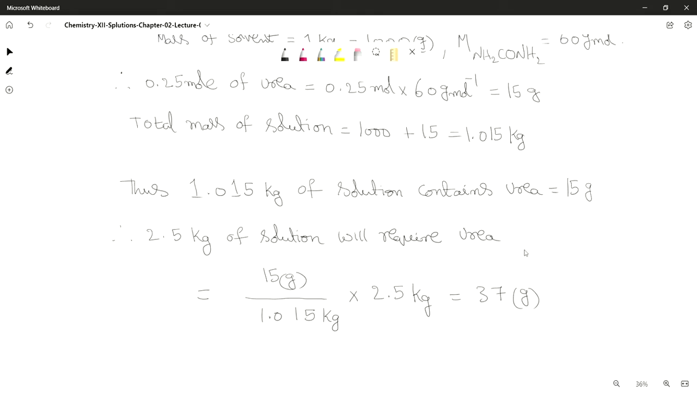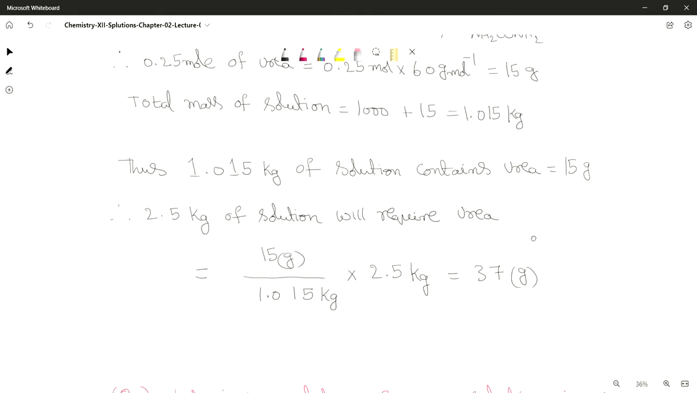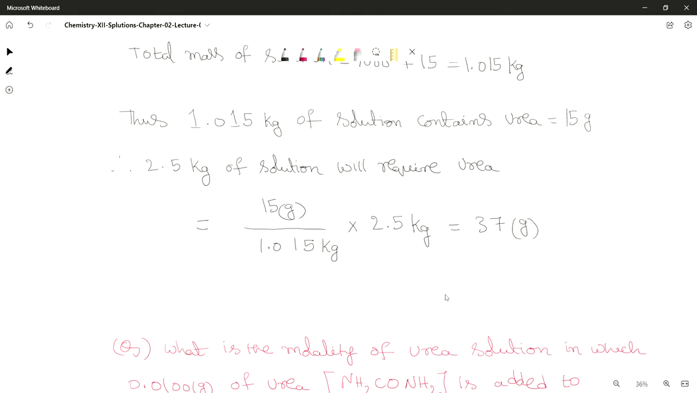Okay, 2.5 kg of solution will require urea about 15 divided by this one, which gives the weight fractions which you can calculate. So 15 divided by 1.015 multiplied by 2.5 kg. Based on that, you get 37 grams. Okay, so you can have 15 grams in this much. So like this you can make out.